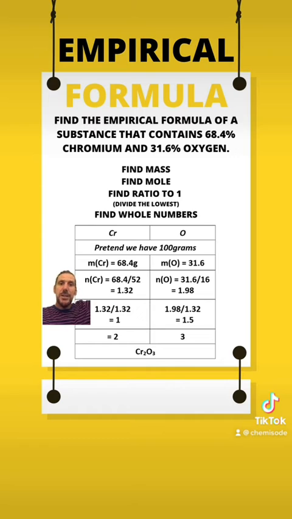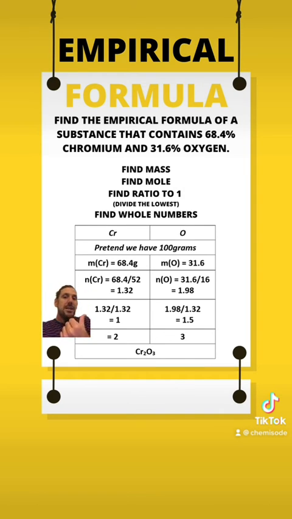So my ratio here is 1.32 to 1.98. They're not whole numbers, so I need to get it to something that is a bit easier to work with. So what I'm going to do is I'm going to ratio the chromium down to being 1 by dividing it by itself. To get the oxygen in the same ratio, I need to divide that by that number as well. So what we're doing is we're dividing our number of moles by the lowest number of moles. So both of them are divided by 1.32. Dividing it by the same number means they're in the same ratio as they were before. It's just an easier thing to work with.